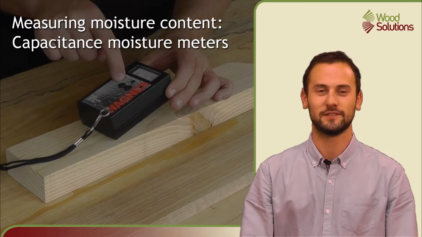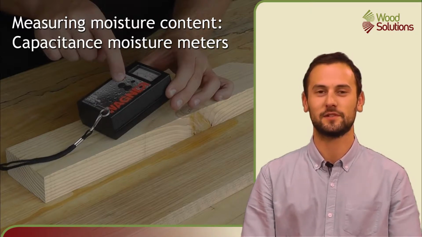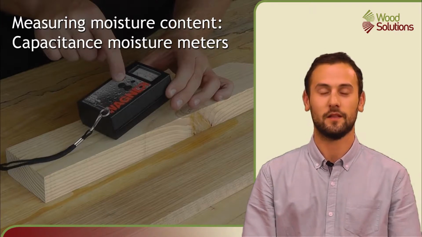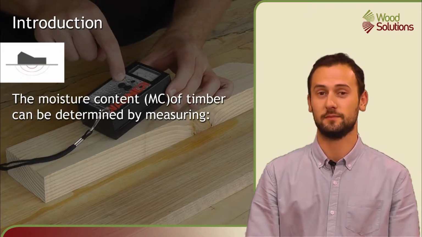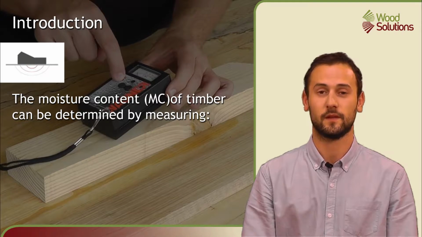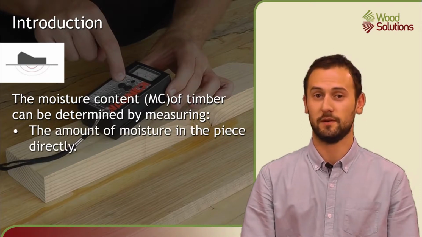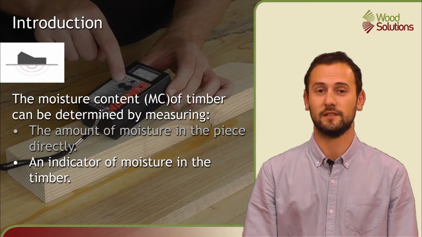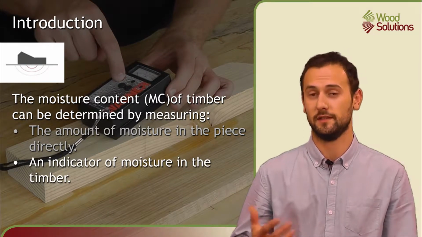Welcome to this Wood Solutions campus presentation on measuring the moisture content of wood using capacitance moisture meters. There are two general ways of determining timber's moisture content. You can measure the amount of moisture in the piece directly, or you can measure something that is an indicator of the amount of moisture in the timber.